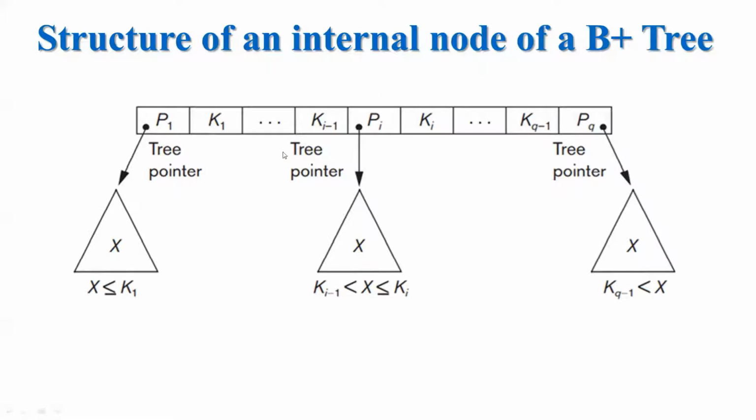And within any node, all the keys will be stored in sorted ascending order. So these are the two important features of the keys which are stored inside a B plus tree. In any internal node there will be two fields: one is the tree pointer and the other one is the key field. And the number of tree pointers will be equal to the order of the B plus tree.